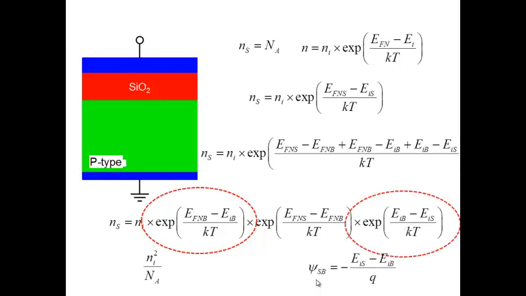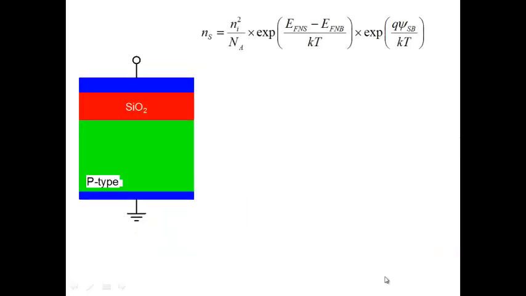This is nothing but the definition of potential. Potential, we said, we are defining as the intrinsic level at any point minus the intrinsic level in the bulk. Bulk we take as reference. So by definition, this is the potential at the surface: minus (Ei,S minus Ei,B) by q. So with these definitions, I obtain Ns equal to Ni square over Na, exponent (EFN at the surface minus quasi-Fermi level at the bulk) by kT, multiplied by exponent q psi.